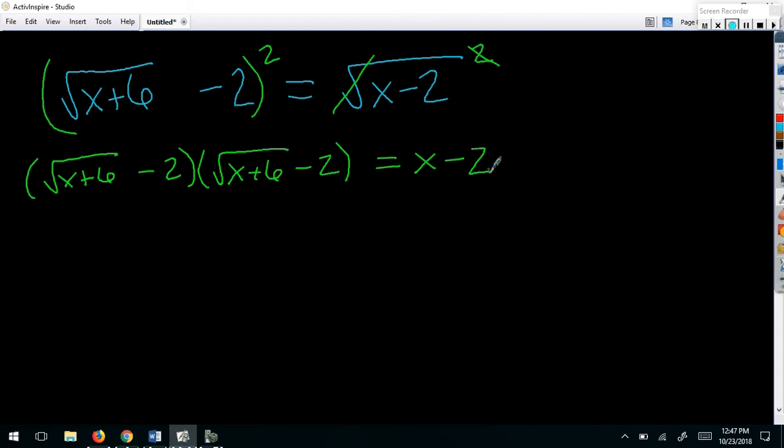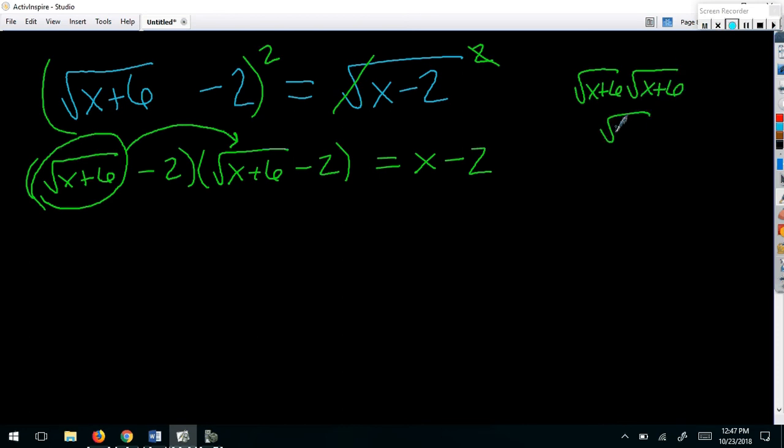To solve this, I'm going to FOIL the left. The key here is looking at the root x plus 6 as a piece on its own. So I'm going to take this and multiply it. What is the square root of x plus 6 times the square root of x plus 6? Correct. The square root of x plus 6 times the square root of x plus 6 is the same thing as the square root of x plus 6 squared, which cancels, so it leaves us with x plus 6.